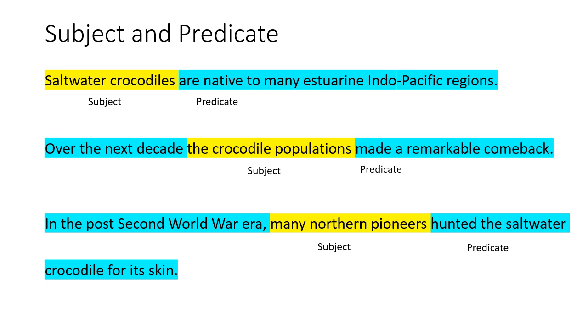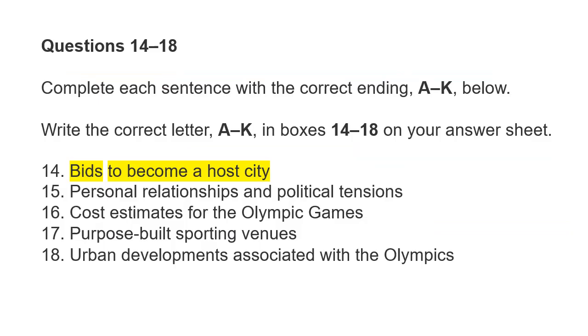In this IELTS question type, each sentence beginning contains a subject with a head word, and each sentence ending contains its predicate. In the case of this number 14, bids to become a host city, the plural noun bids is the subject, the head or keyword, and it is qualified by a to-infinitive clause, to become a host city. Bids to become a host city represents the subject about which something has been said in the passage. But what has been said about it in the passage, we don't know yet.